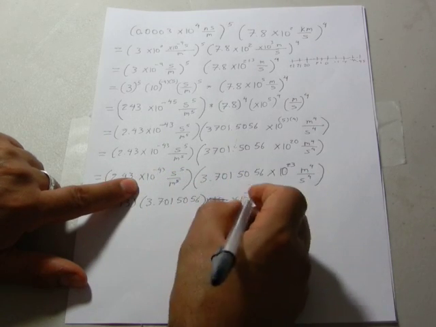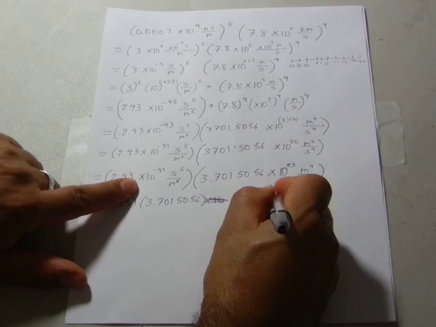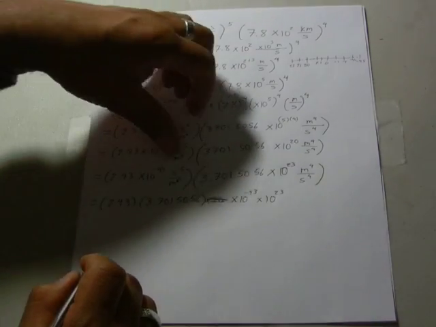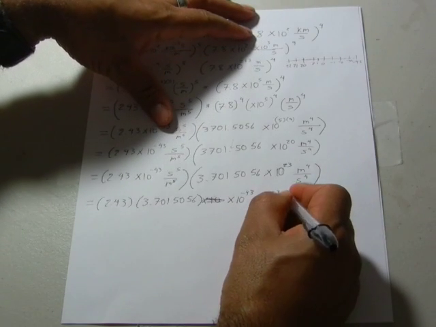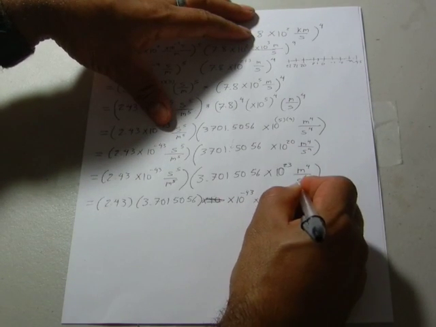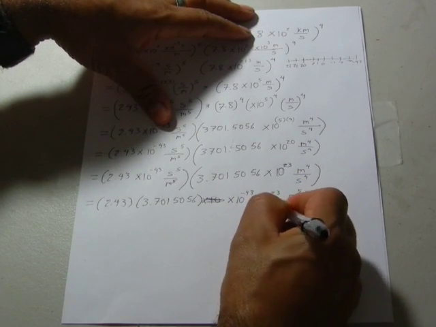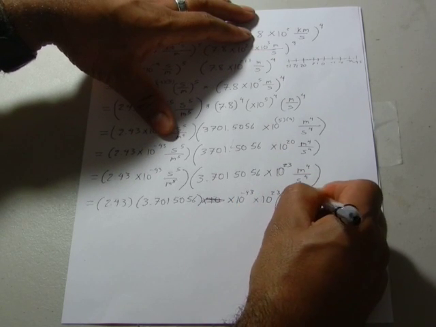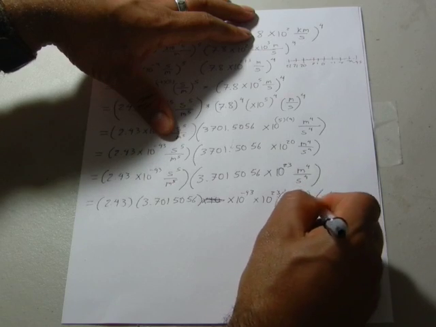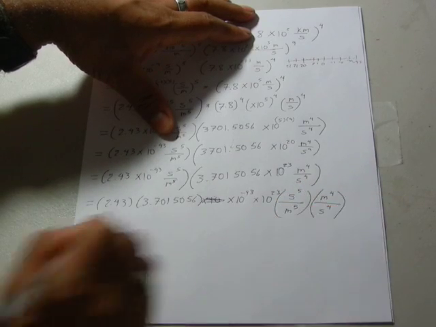that multiplies times 10 to the 23rd power. Now units with units. So we have seconds to the fifth power, meters to the fifth power, times meters to the fourth power, seconds to the fourth power.